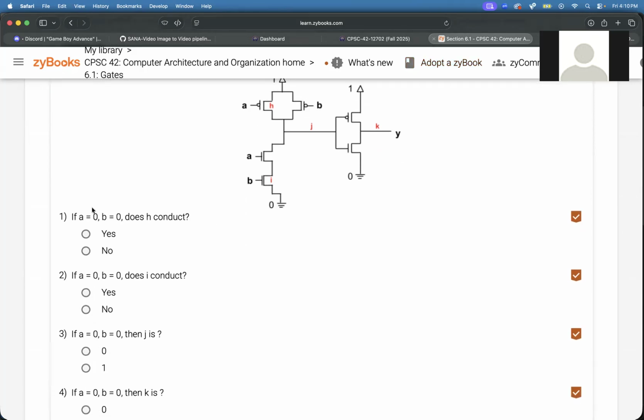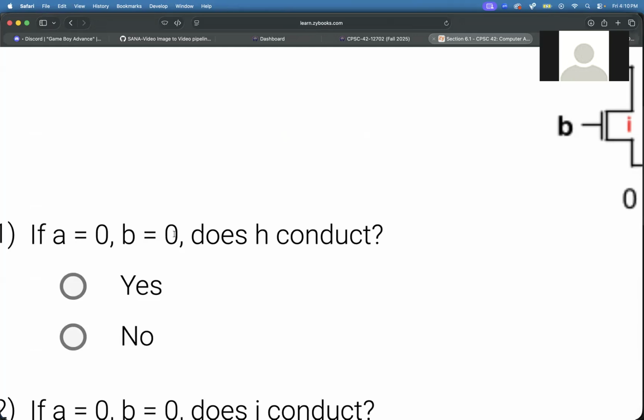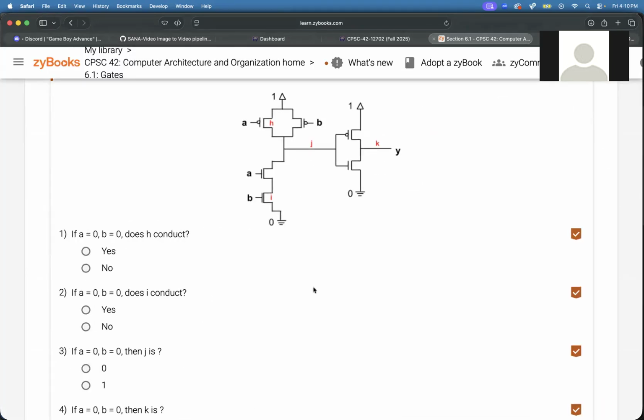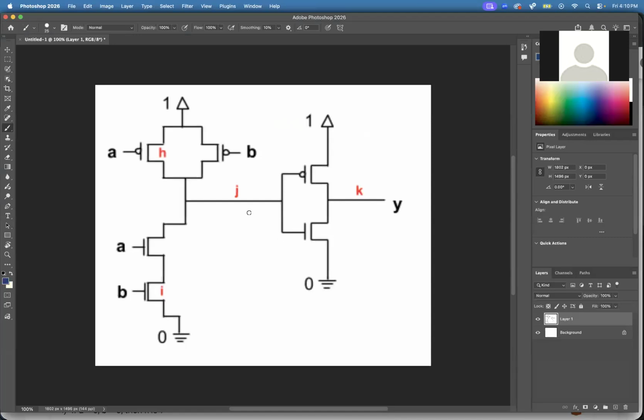They make you walk through this for an input of A equals 0, B equals 0. So I'm going to jump over to an image editor here, and let's think about what would happen. We're assuming that A is 0 and B is 0, right? So we want to think about what the result is. If A is 0, then the one with the circle should conduct. So that means the electricity can make it through this side.